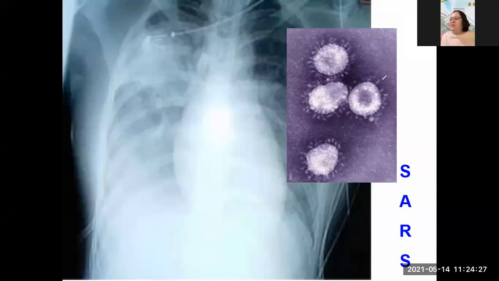And as you can see, when this was identified, they saw the spike proteins. So that's it. It appeared around, so it gave the appearance of a crown. So they called it the coronavirus because of that appearance. And this is an example of what you can see on an X-ray of a SARS-CoV patient affected.